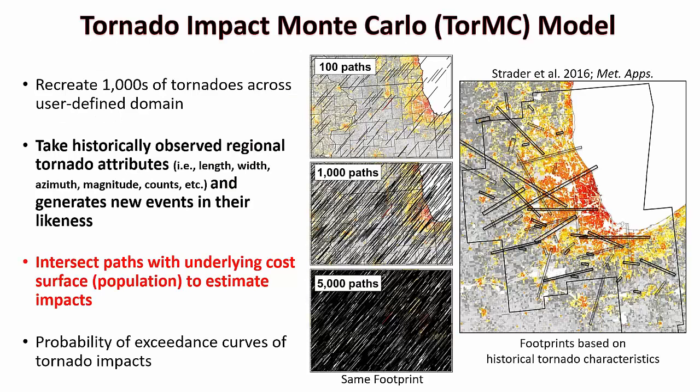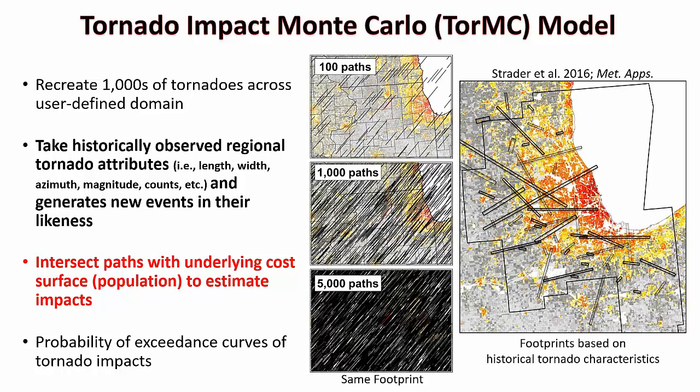The way that this works is using the TorMC, or the Tornado Impact Monte Carlo model. This is a model that I wrote that uses open source Python. The idea was that you take the SVRGIS maximum width times length and simulate it over and over again. You define a region, maybe the Chicago region, and you take the historically observed attributes like length, width, azimuths, magnitude, and counts, and you simulate 100 paths, 1,000 paths, 5,000 paths over and over again. And you generate new tornado paths in the likeness of the climatology.